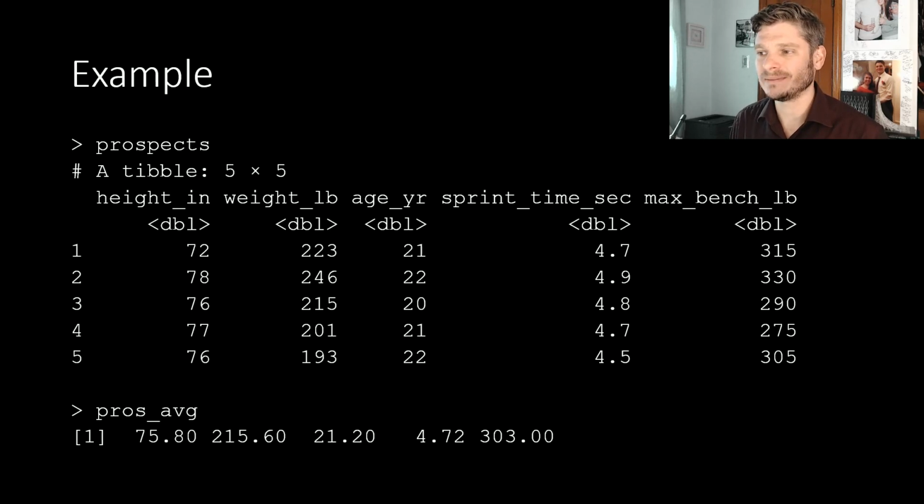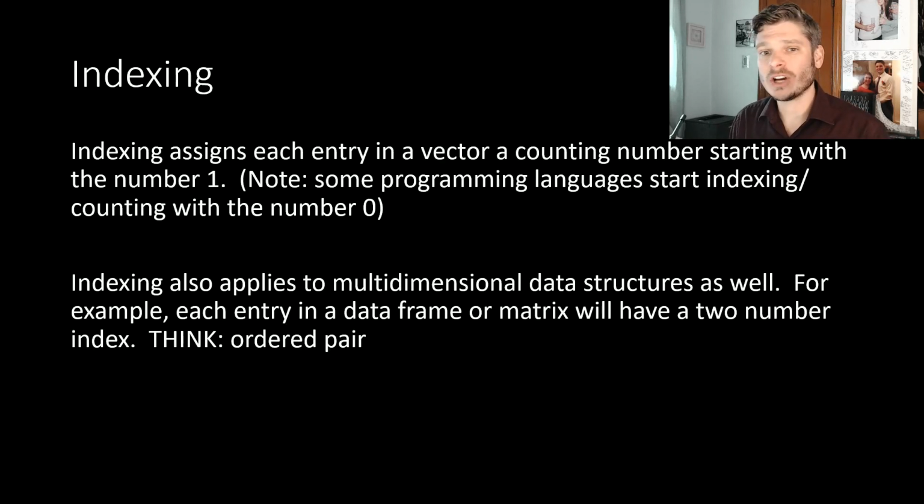pretty close, right? The height, 72, 78, 76, 77, 76. And then my first entry in my output vector pros_average was 75.8. That sounds about right. And if you look through all of them, they look about right. And, well, it's because they are right, because my code works properly. But let's take a minute to talk about the indexing.